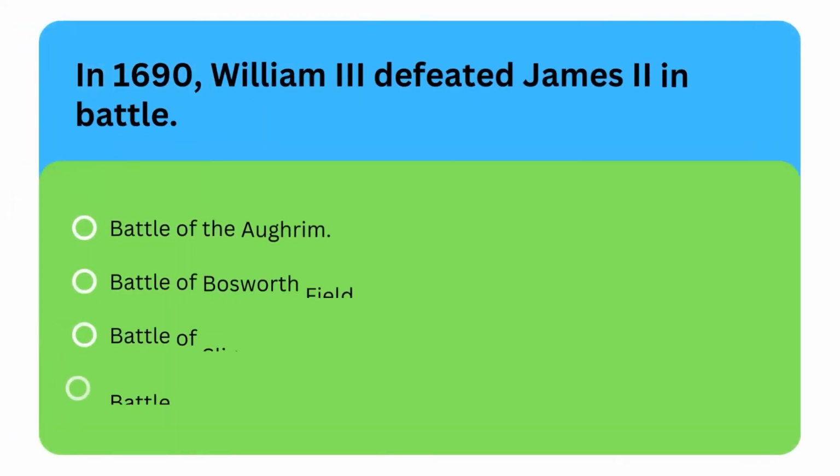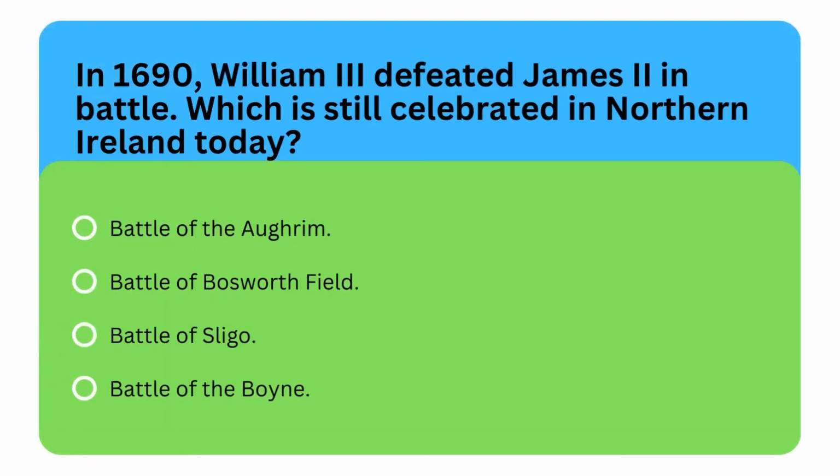Next question is, in 1690, William III defeated James II in battle, which is still celebrated in Northern Ireland today. Options are Battle of Aughrim, Battle of Bosworth, Battle of Sligo, or Battle of the Boyne.